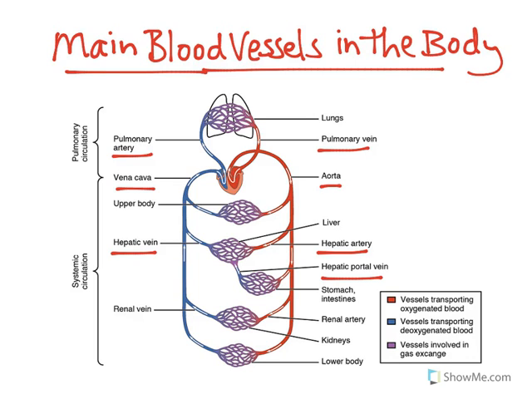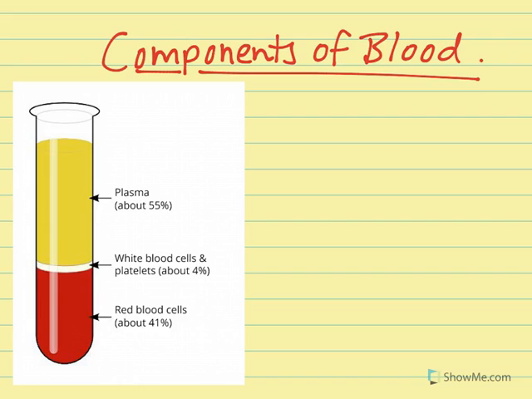The hepatic portal vein carries blood from the intestines, which carries lots of food to the liver, and the liver will store some of that food before it allows the rest of the blood to go out through the hepatic vein. And the renal artery carries oxygenated blood to the kidneys to be filtered. Deoxygenated blood returns to the vena cava in the renal vein.